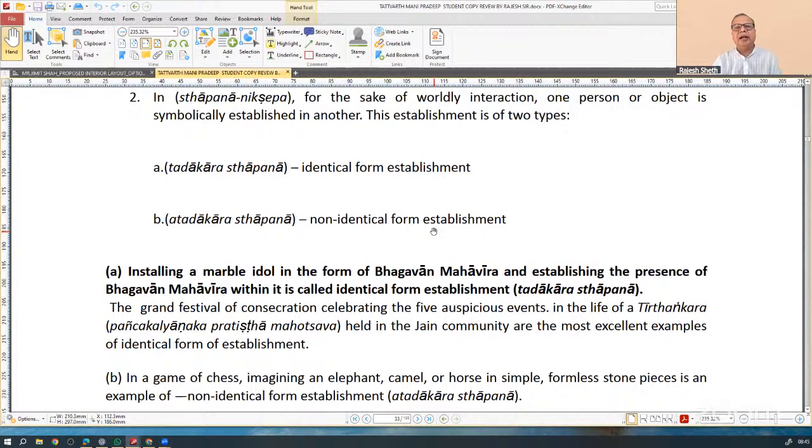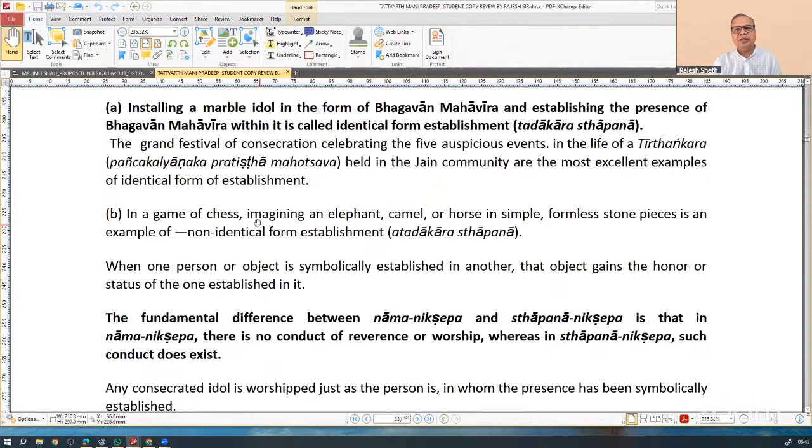This is called identical form establishment. And there is one more, non-identical form establishment, as in the example of chess. There are certain things called elephant, camel, horse, although in reality they are not of those shapes. So the one that resembles the shape is called identical form establishment, and the one that doesn't resemble the shape is called non-identical form establishment.